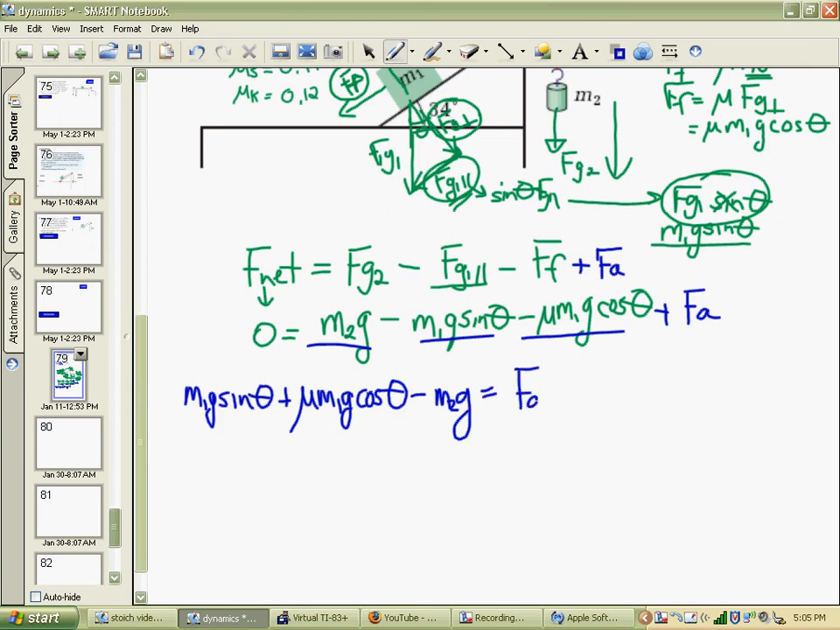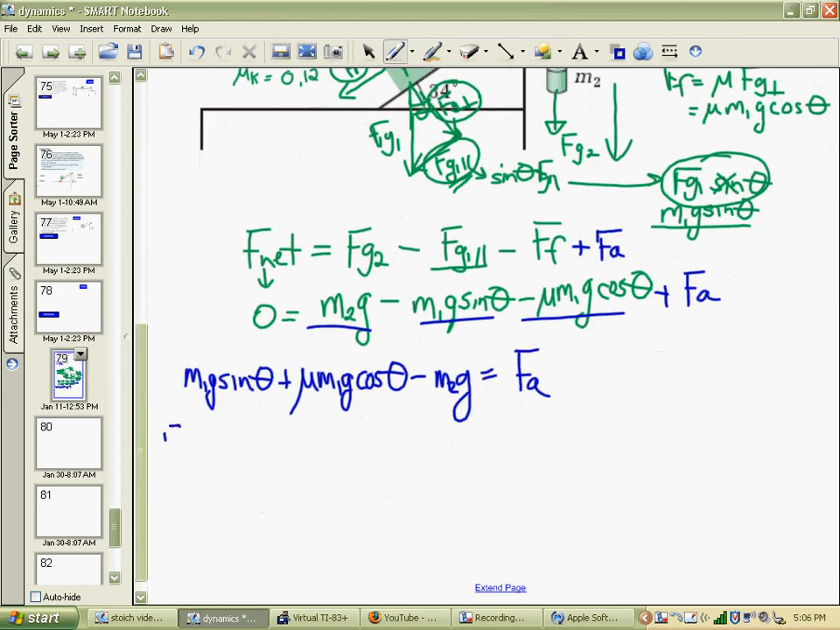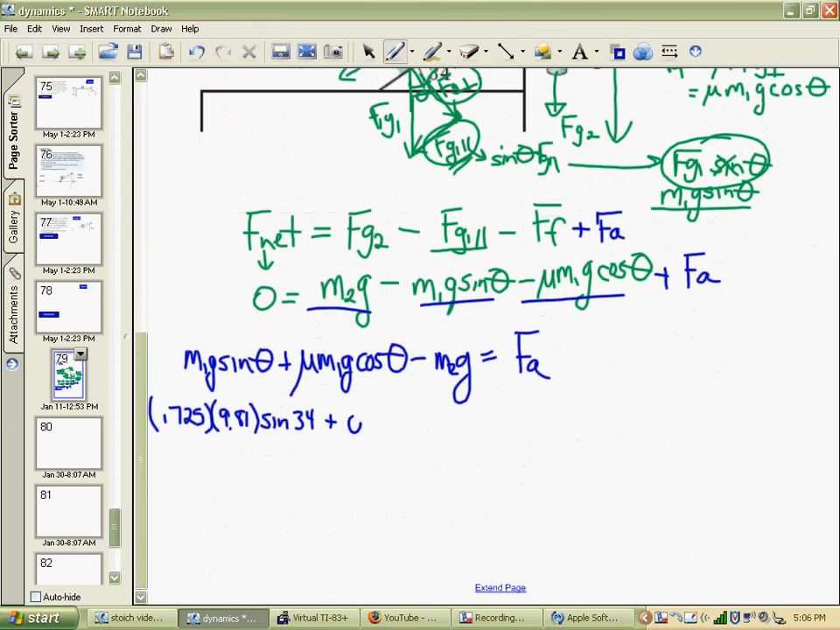So if we start plugging the numbers in very carefully, we'll have 0.725, I'll need most of my board to get this in, times 9.81 times the sine of 34 degrees, plus our mu, which is static because we're just starting it moving. Mu static is 0.47. So you get 0.47 times m1 again, which is 0.725 kilograms, g is 9.81, cosine of 34 degrees, minus m2.